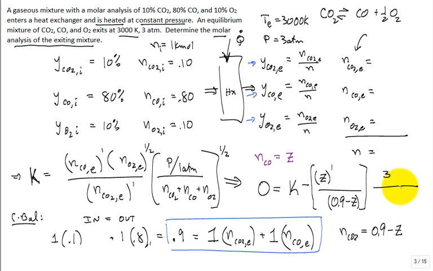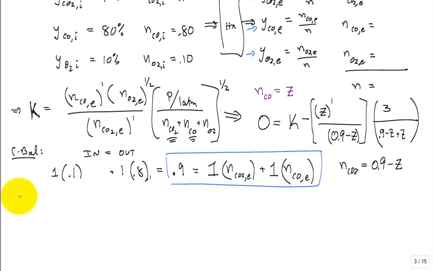And then we're going to have 3, and it's going to be tough, but I'm going to try and put all these in here. I'll have 0.9 minus Z for the number of moles of CO2 plus Z for the number of moles of CO. And I now need to do the oxygen balance. I need to scoot down just a little bit for more room. We'll do an oxygen balance.